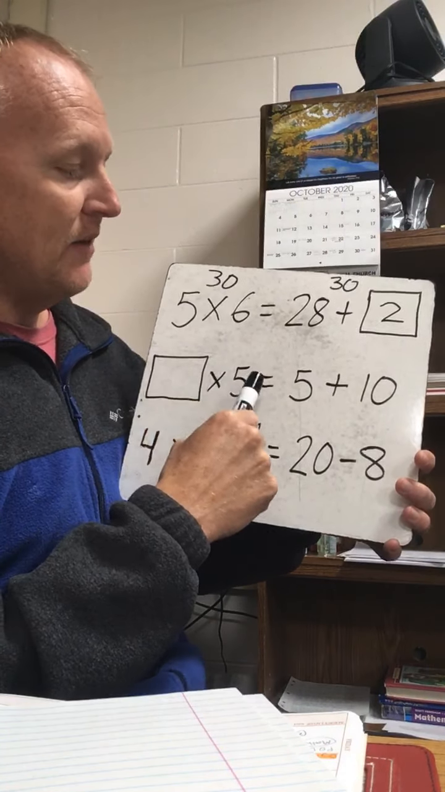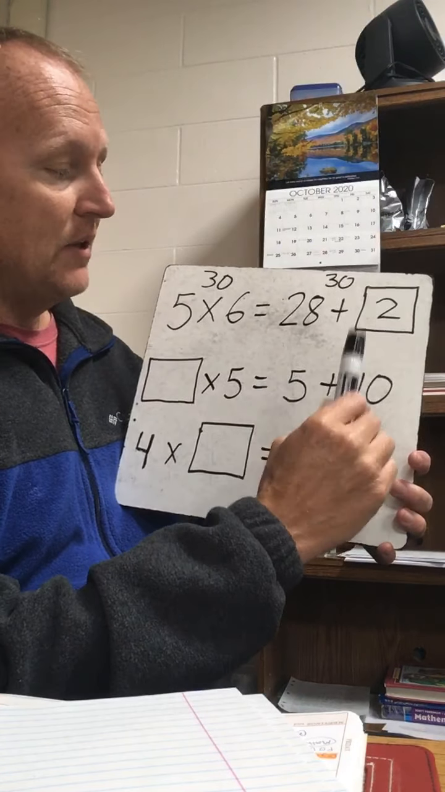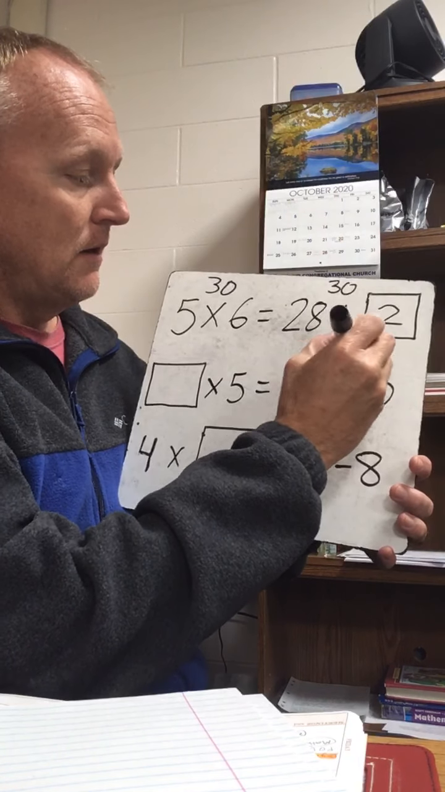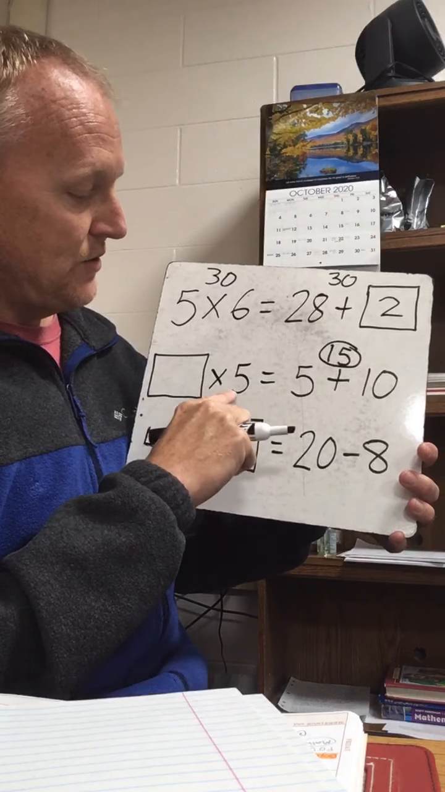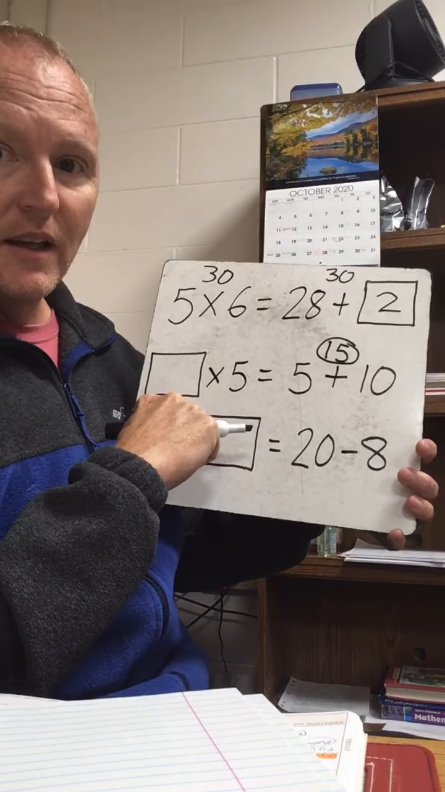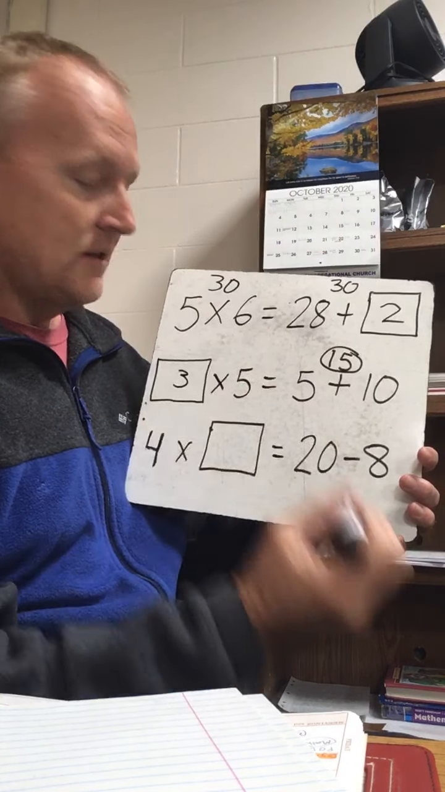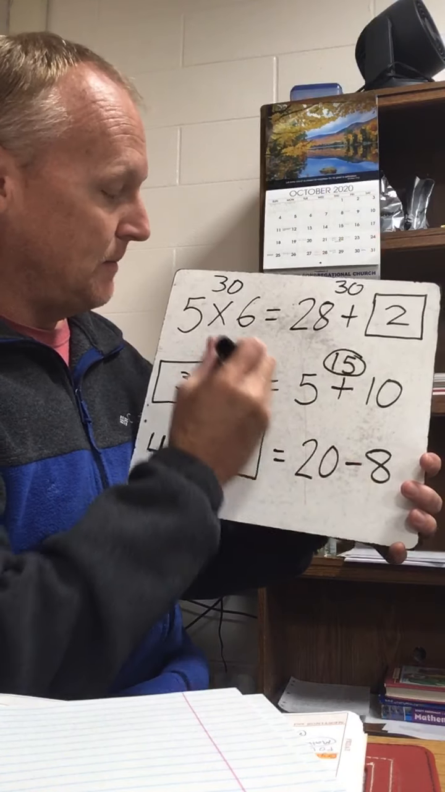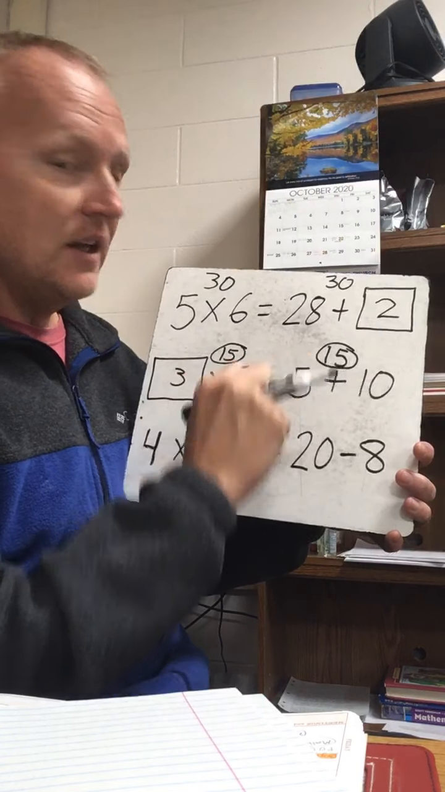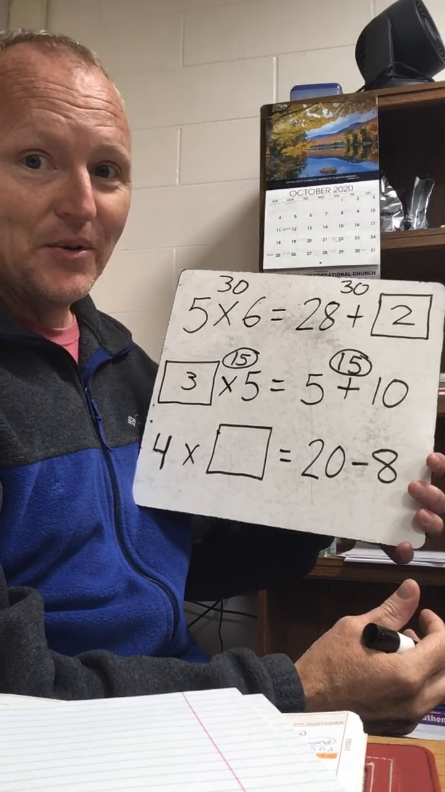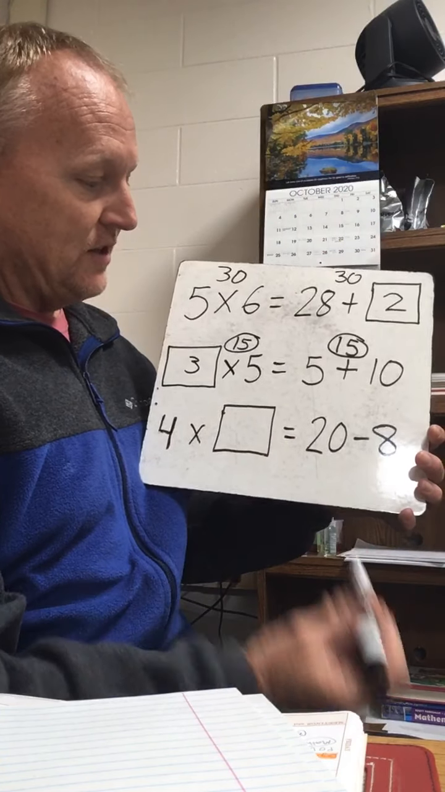Okay, let's take a look at the next one. Blank times 5 equals 5 plus 10. Well, this side we have all the information we need. 5 plus 10 is 15. So we know we've got to get this side to equal 15 now. So you ask yourself, 5 times what number gives me 15? Well, if you know your basic facts, that's easy. It's 3 times 5 that equals 15. So now we're completely balanced. We know that 15 equals 15, obviously. So now we have an equation. Both sides are equal.